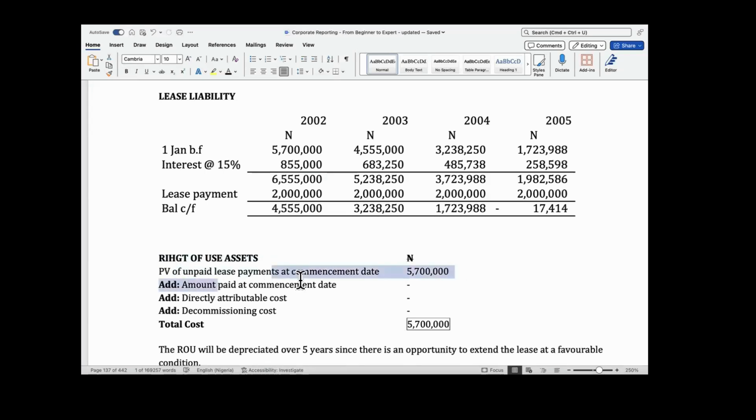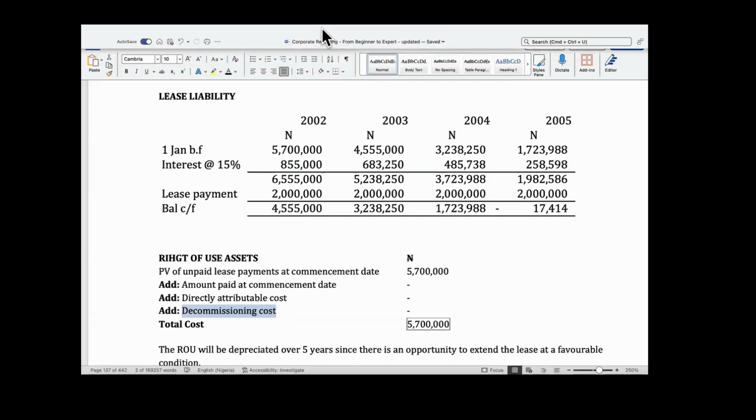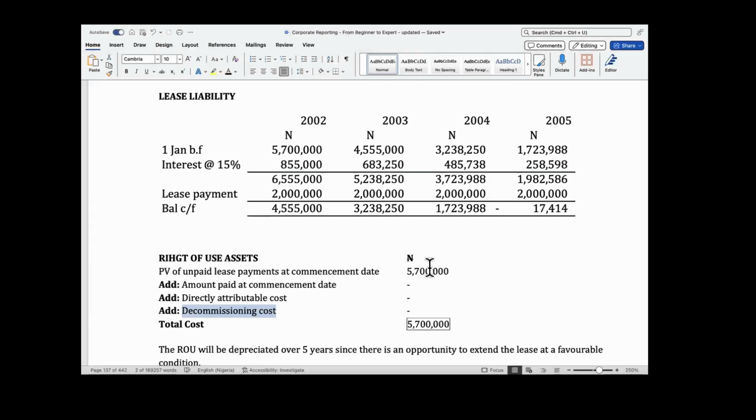Then you add any amount paid at the commencement date. In this case, there was no amount paid at the commencement date. If there are any directly attributable costs, those would also be added. If there are any decommissioning costs, those would also be added. In this case, we don't have any of such. So our total cost remains 5.7 million.